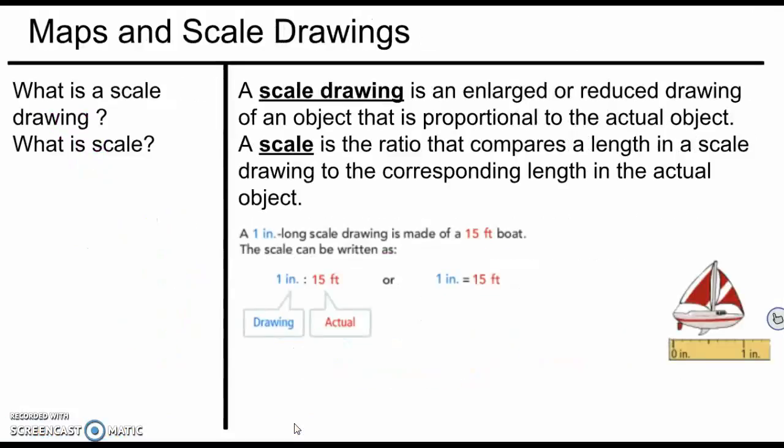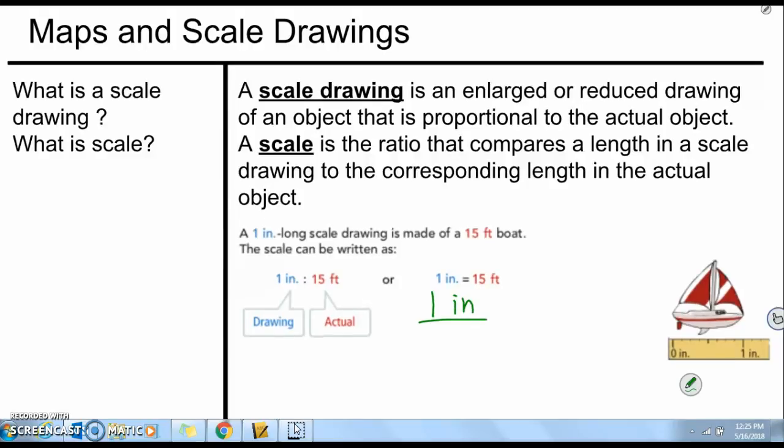Now let's talk about maps and scale drawing. A scale drawing is an enlarged or reduced drawing of an object that is proportional to the actual object. A scale is the ratio that compares a length in a scale drawing to the corresponding length in the actual object. For example, a 1-inch long scale drawing is made of a 15-foot boat. That scale is written as the drawing or model size over the actual size. So as a ratio, that would be 1 inch over 15 feet.